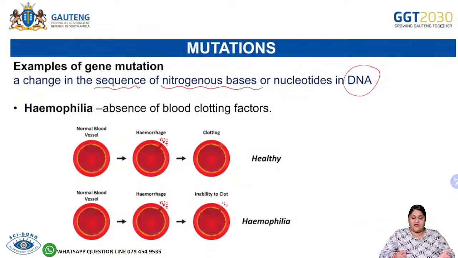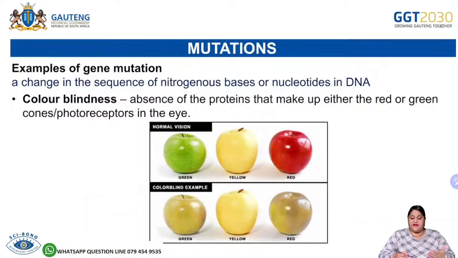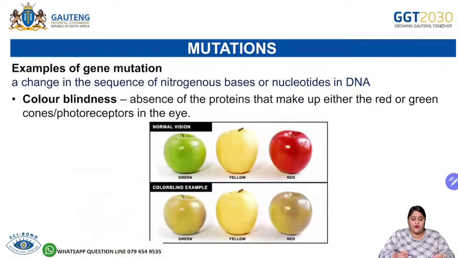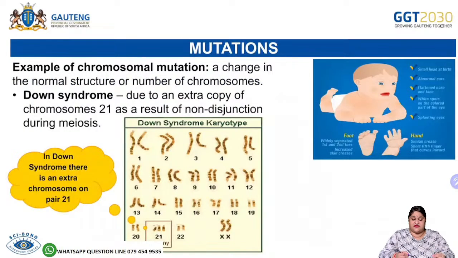So it's hemophilia. You all know what hemophilia is, and you also know about the other one that I spoke about, which is color blindness. So let's go back to the hemophilia. It's the absence of the blood clotting factors, and this is all because of the wrong protein being formed. And color blindness is the absence of proteins that make up either the red or green cone photoreceptors in the eye. So once again, these mutations are affecting specific proteins.